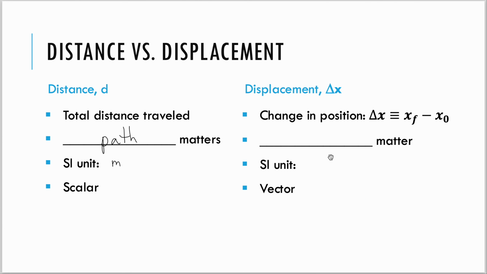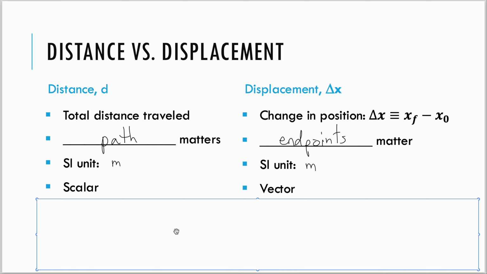Next is displacement, which is not the same as distance. Displacement is a change in position. We use delta x to represent displacement: the final position minus the initial position. So what this means is that the endpoints matter. We don't care about the whole path, just where you started and where you end up. The unit is the meters, and it is a vector, so it does have a direction.